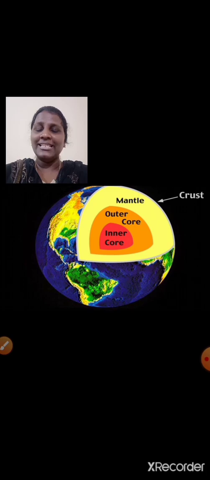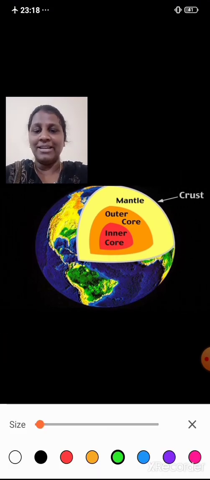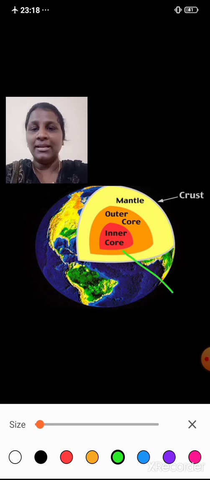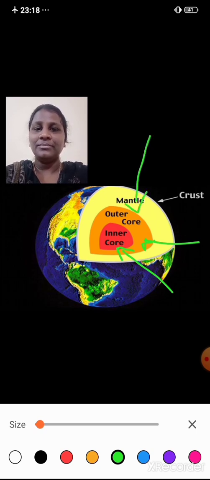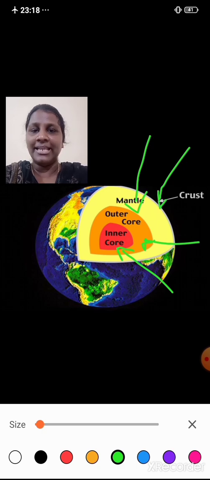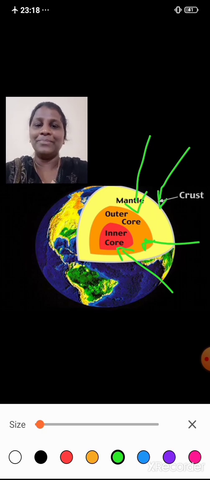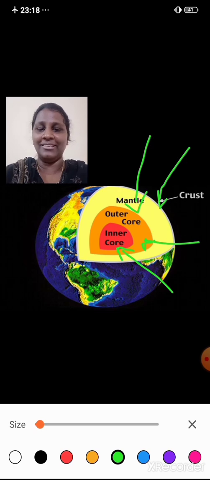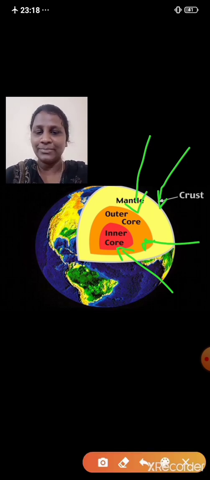Now you can see the image of our earth. You can see the crust, mantle and the core. The core is divided into two: the inner core and the outer core. Here we have the mantle and the covering. The top layer is the crust of the earth. I hope it's clear, students.